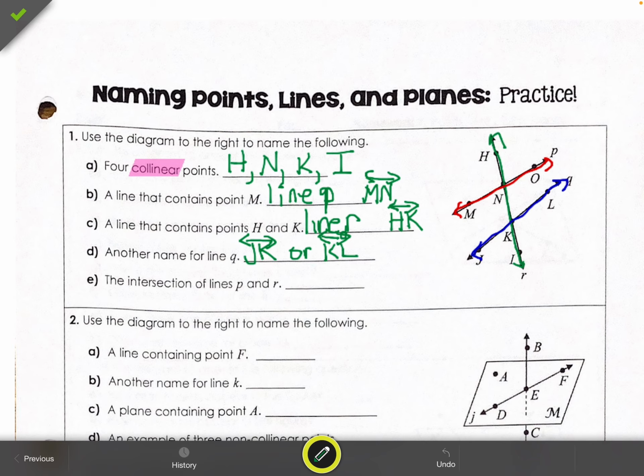And then point E, the intersection of lines P and R. So line P is red, line R is green. Where do they intersect? They intersect right at point N. And so remember, we write out the word point and just say N.